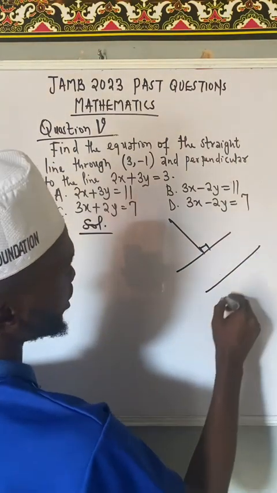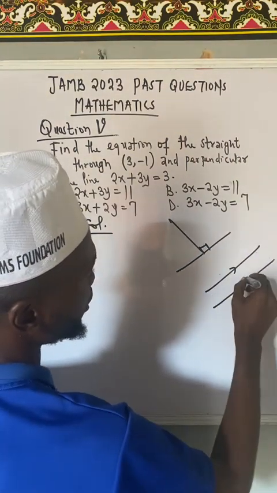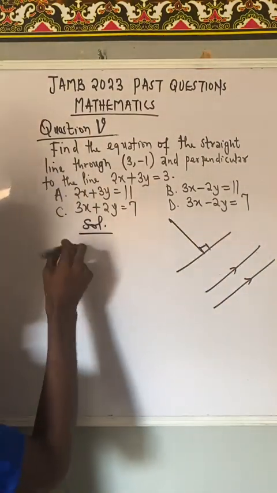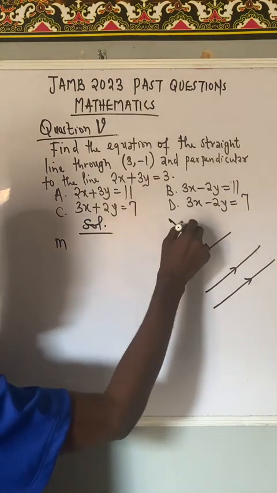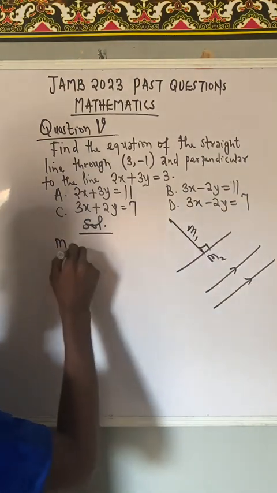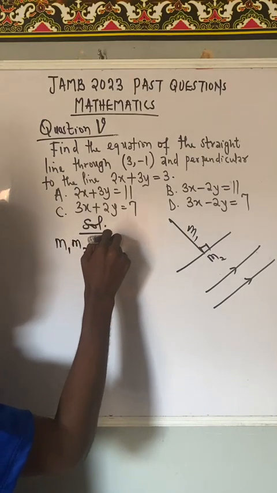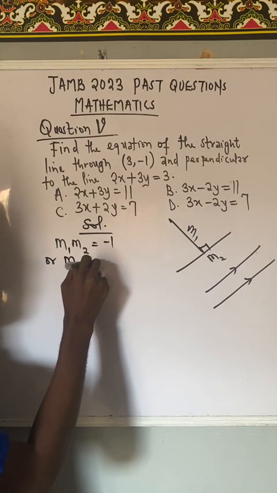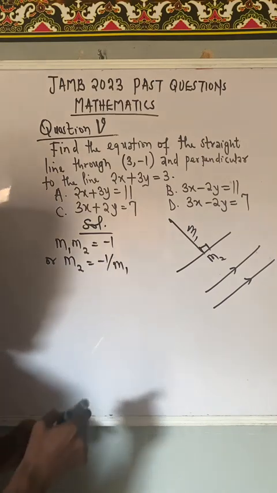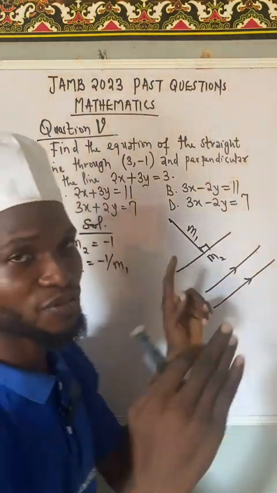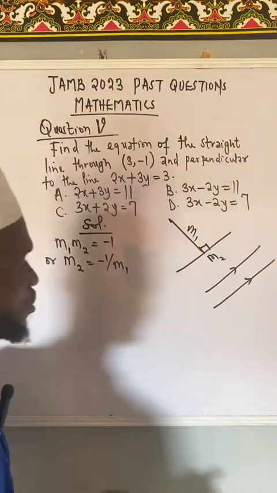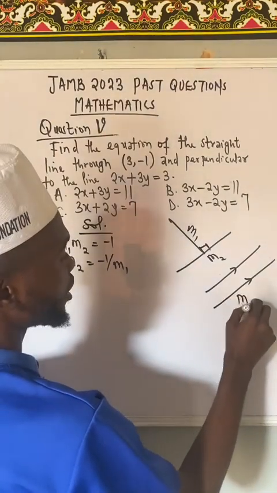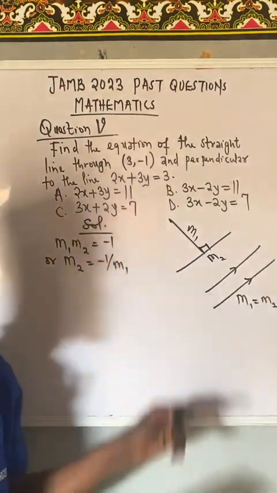But if the lines are like this, such that one is going in this direction and the other is going like this, these two lines are parallel, they can never meet. For perpendicular lines, let's say the slope of the first one is m1 and the slope of the second one is m2. m1 times m2 must give us minus 1. Or we make m1 or m2 the subject of formula. m2 will be equal to minus 1 over m1. Now, once we master this, it is very easy for us to solve this question. But for parallel lines, which we don't need here, m1 must be equal to m2, but we don't need this one here.